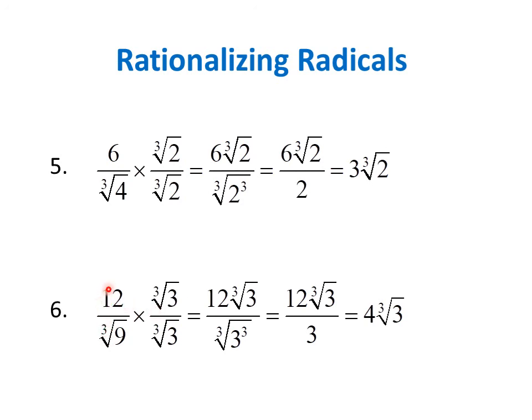So let's multiply the numerators. 12 times the cube root of 3. If we multiply the radicands in the denominator, we have 9 times 3, that is 3 cubed. So if we evaluate this radical in the denominator, that is 3. Copy the numerator. Now we can simplify the numbers. 12 divided by 3 is 4, and copy the cube root of 3.